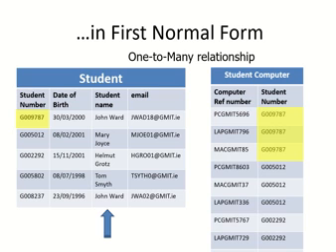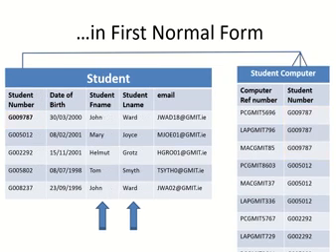Now, another issue here is that with the student name, this needs to be atomized, and basically what that means is we can't have the first name and last name in the same field. So that's another issue with the first normal form that we need to sort out.